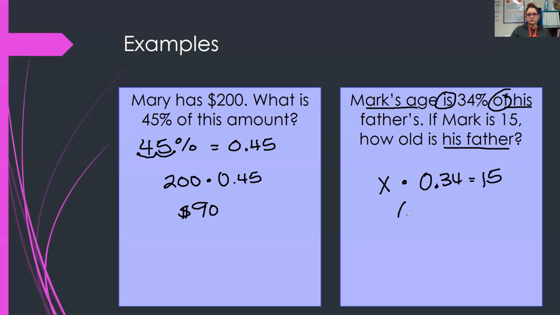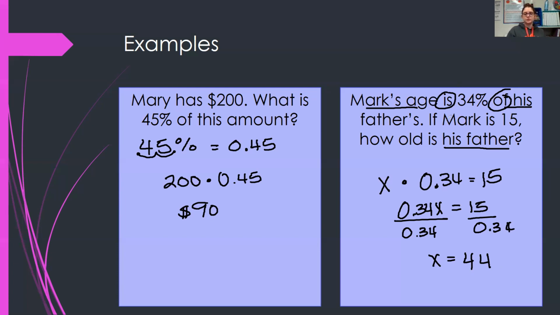I'm going to swap mine around. 0.34x equals 15. Divide by 0.34. So x equals 15 divided by 0.34, which is 44.1176. But it's an age, so I'm going to round to the nearest whole number. So his dad is 44 years old. And that is how you can solve problems with percentages using an equation rather than a proportion.